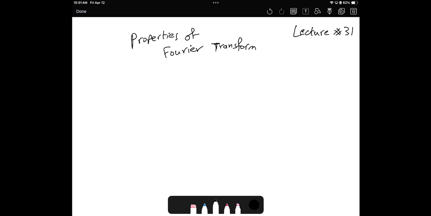Today's lecture will be the properties of Fourier transform. Fourier transform and Fourier series are very similar to each other. However, Fourier transform is for non-periodic signals, Fourier series is for periodic, and Laplace transform is the generic way, where Fourier transform is a special case, as we discussed last lecture.